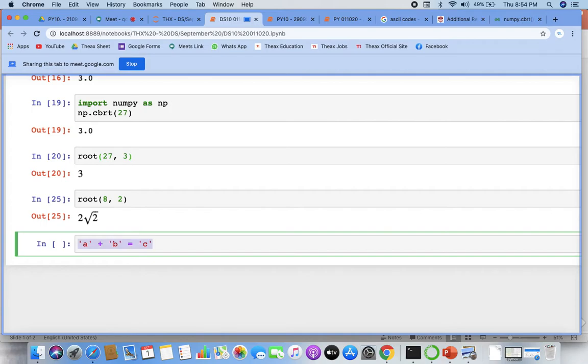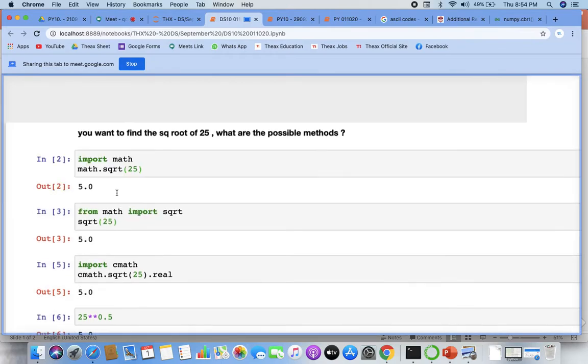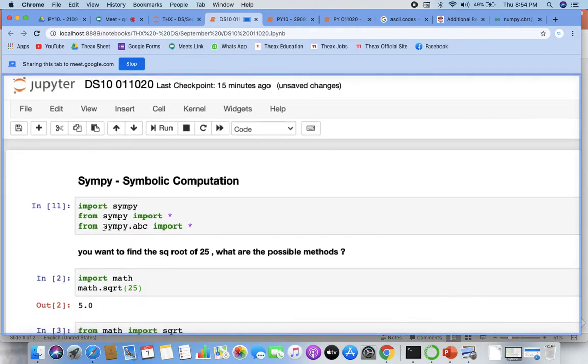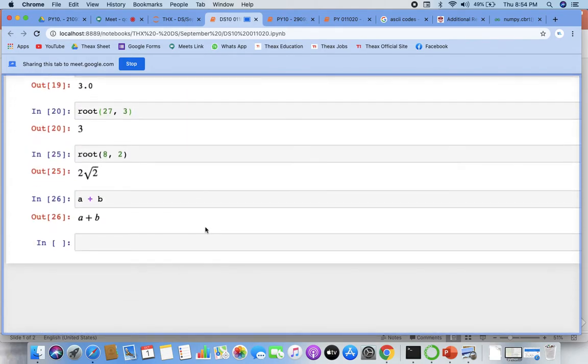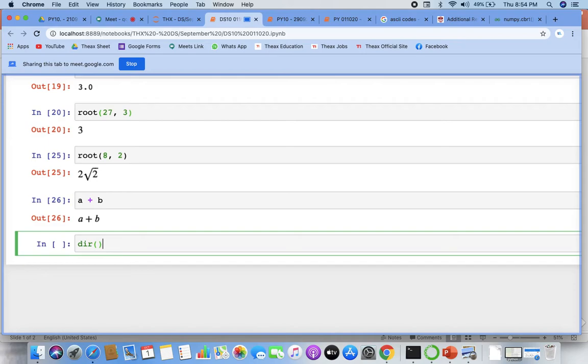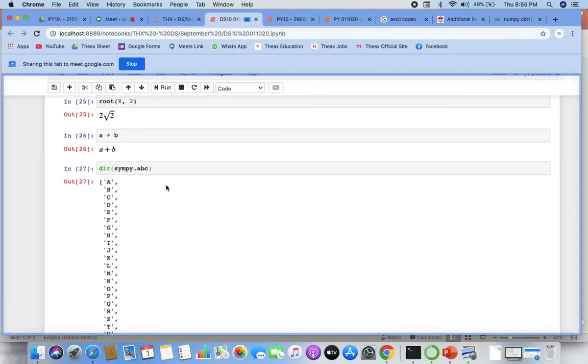What if I say a plus b? I should get an output like this. These are not defined, right? If I run a plus b, I get an expression. This is because in the starting I have written from simpy.abc import asterisk. What is this simpy.abc? If I go to the directory of simpy.abc, what are these things? Let me print this.